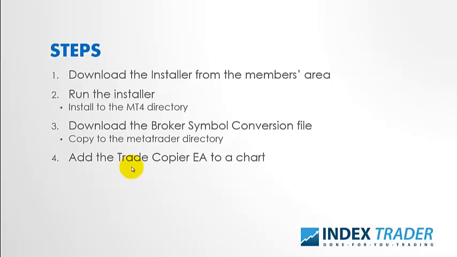Now, what happens is most of the brokers use slightly different symbol names for the market indexes. So, for instance, one broker might call it the FTSE, another might call it the UK 100. You need to download a symbol conversion file that's specific to your broker so that the system knows the naming that your broker uses and can translate between the two.